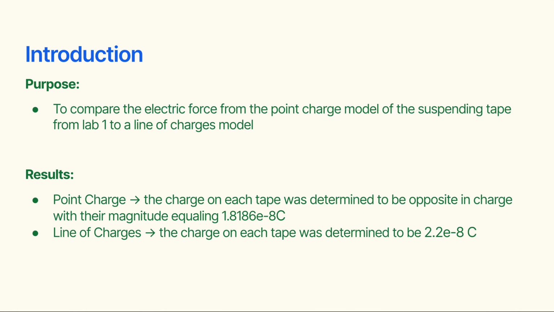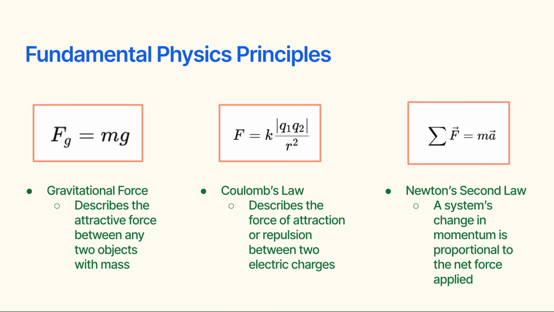The purpose of this lab was to compare the electric force from the point charge model of the suspending tape from Lab 1 to a line of charges model. The results showed that the charge in the point charge model on each tape was determined to be opposite in charge, with their magnitude equaling 1.8186 e to the negative 8 coulombs. And then in the line of charges model, the charge on each tape was determined to be 2.2 e to the negative 8 coulombs. So as you can see, there's a decent difference between the two charges.